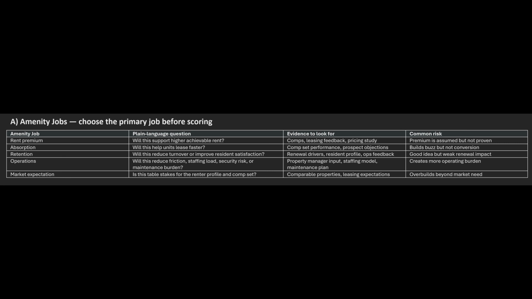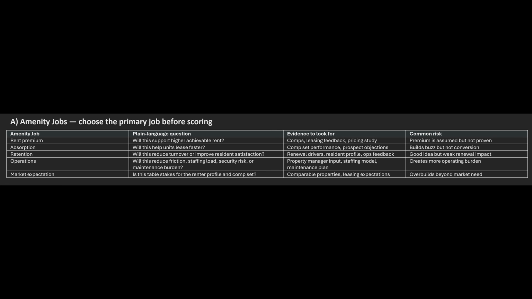Step 1 is to choose the job. There are 5 common amenity jobs. First, rent premium: will this support higher achievable rent? Second, absorption: will this help the project lease faster? Third, retention: will this help residents stay longer or feel more satisfied?